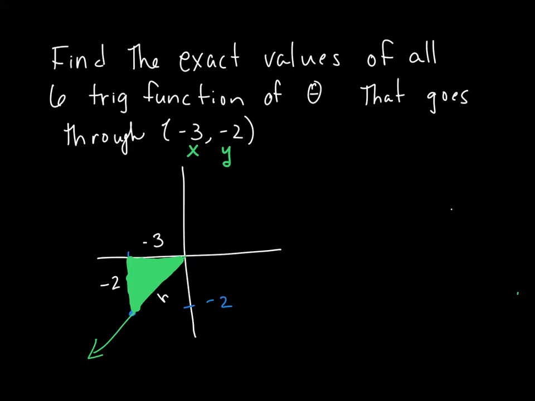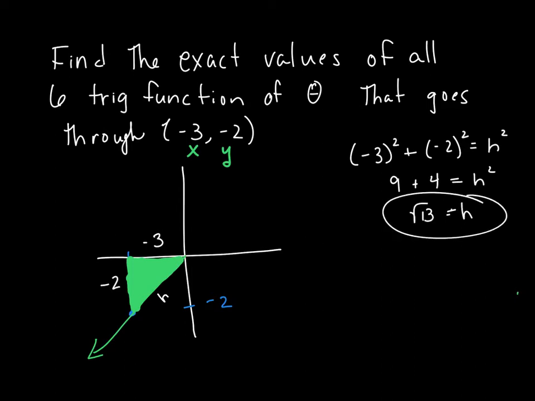So in order to do that, we need to use the Pythagorean Theorem. Make sure you include the signs when you do this. So that's -3 squared plus -2 squared is equal to the hypotenuse squared. 9 plus 4 is equal to h squared, or h is equal to the square root of 13. So h becomes the square root of 13.